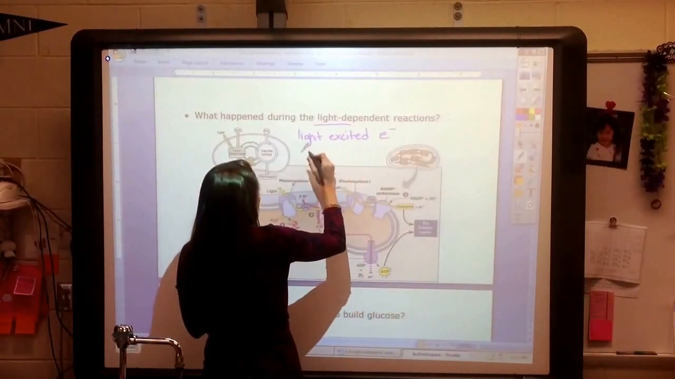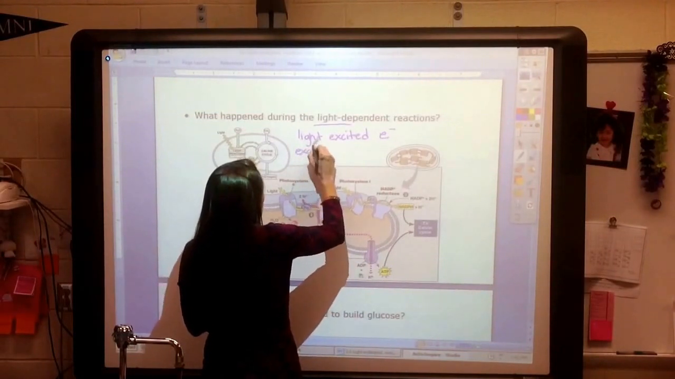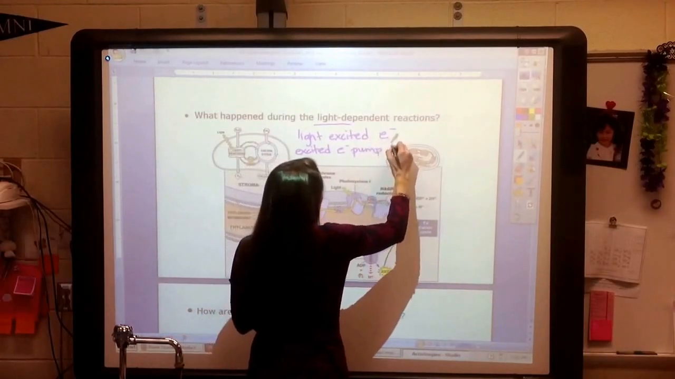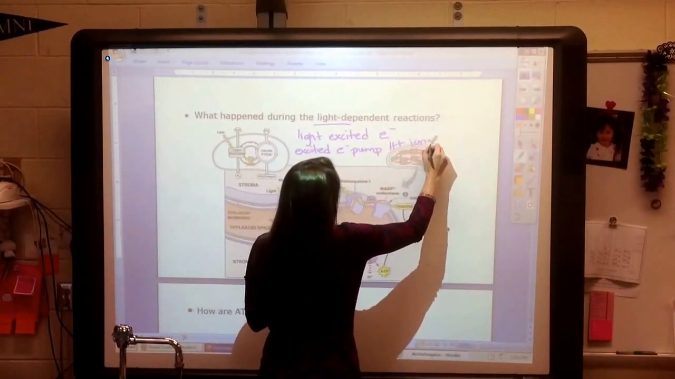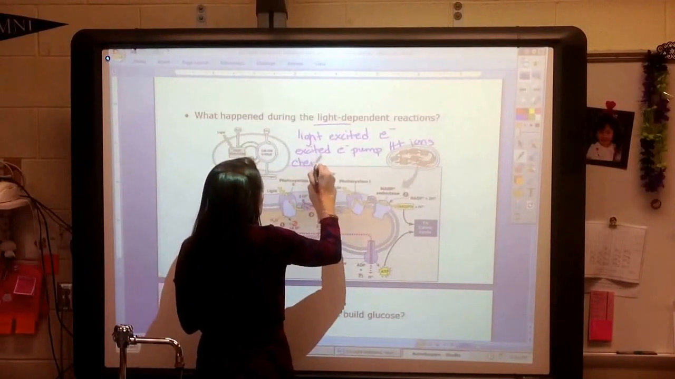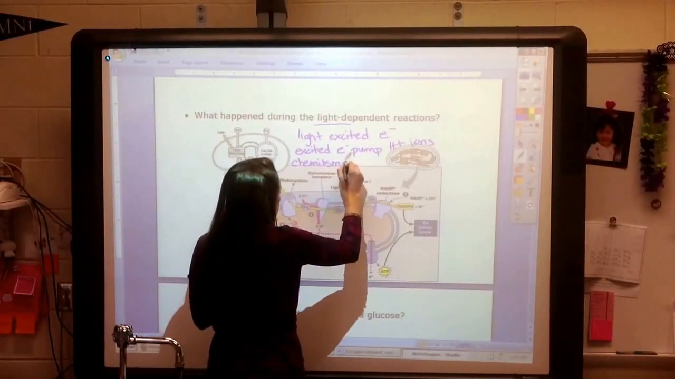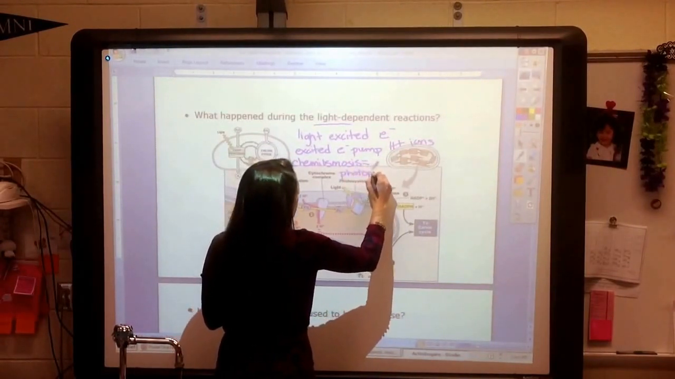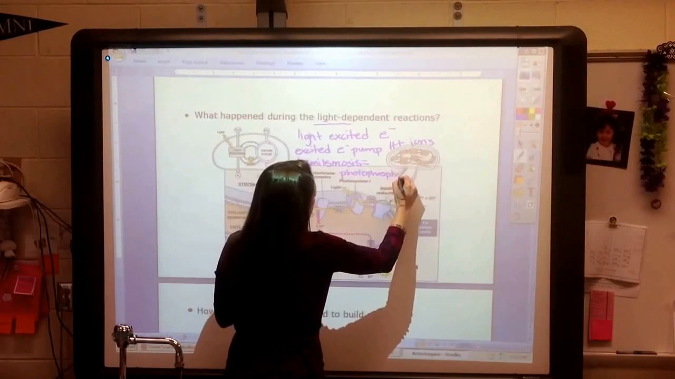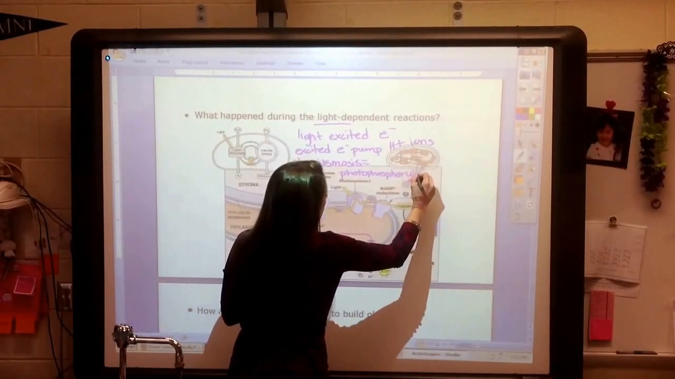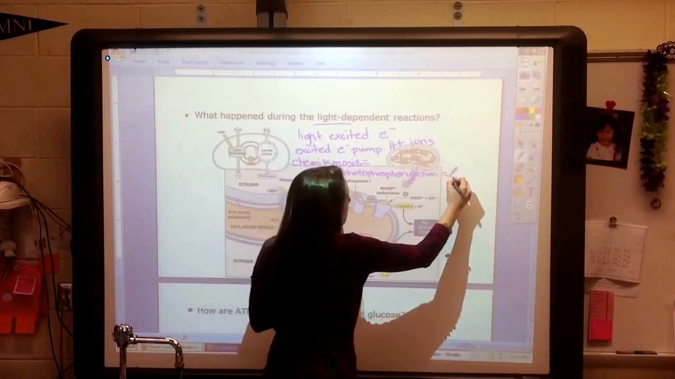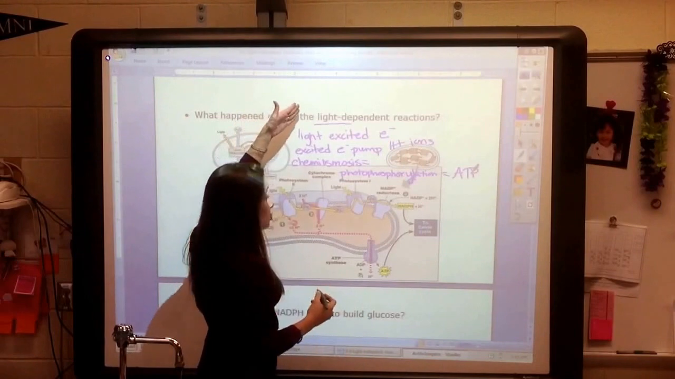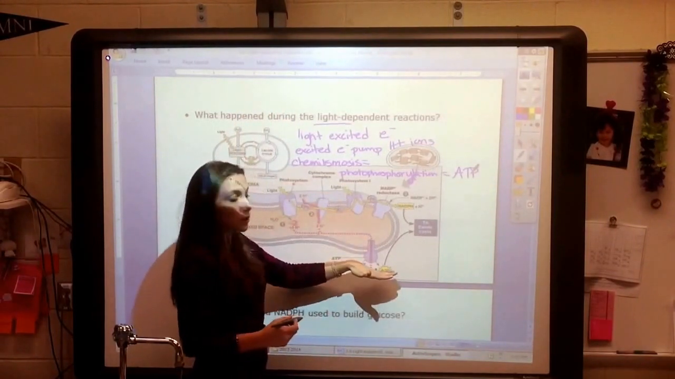Then those excited electrons pumped hydrogen ions, and then chemiosmosis produced photophosphorylation, which gave us ATP. So we've taken the energy from light and stored it into ATP.